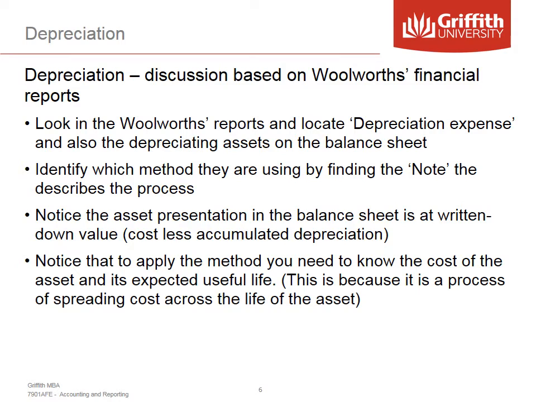That's to say, the cost of the asset less all of the accumulated depreciation so far over the life of that asset. Now notice that to apply this method, you do need to know the cost of the asset, and you also need to know what is the expected useful life of that asset. And that's again because the process that we're applying here is a process of spreading the cost across the useful life of the asset. So those are two key pieces of information that you have to have in order to be able to apply the process of depreciation.